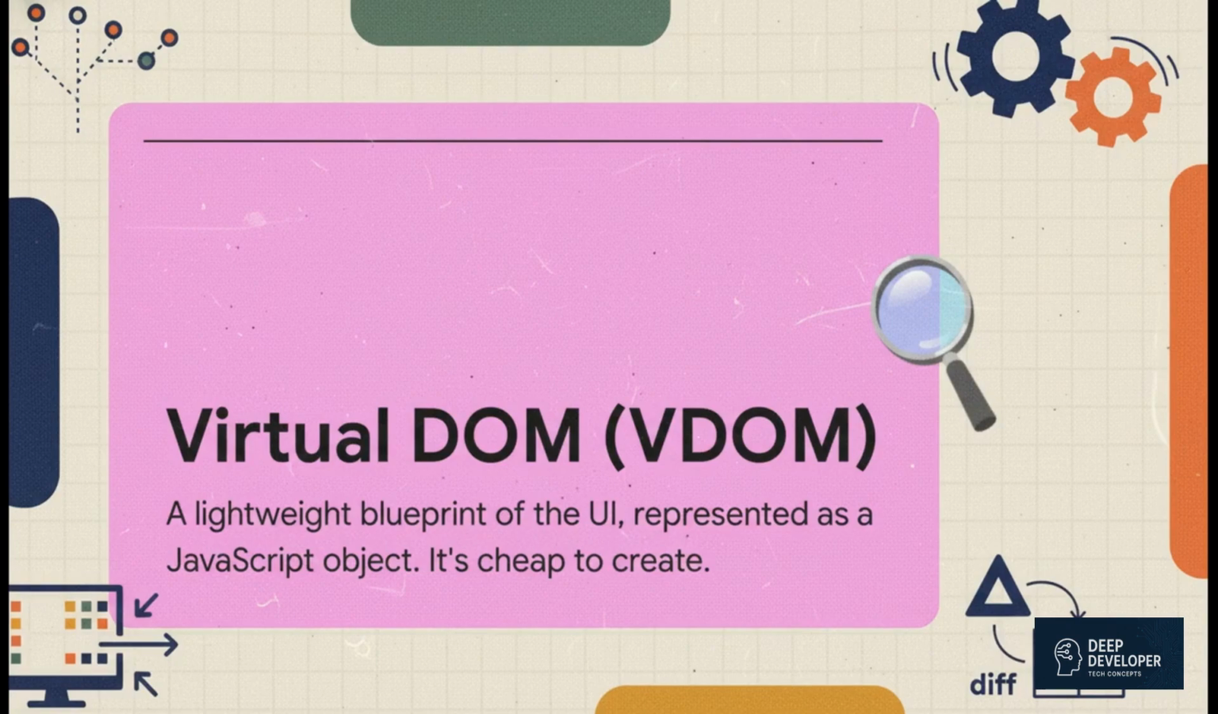So once that render is triggered, React immediately moves on to step 2, creating the virtual DOM. Now, a really common mistake is to think the VDOM is a copy of the real DOM. It's not. A much better way to think about it is as an architect's blueprint. It's just a lightweight description, a plain old JavaScript object of what the UI should look like. And because it's just an object, it is incredibly cheap and fast to create and mess with, unlike the real DOM, which is notoriously slow.